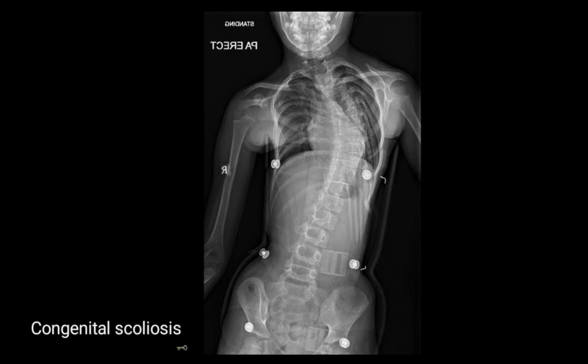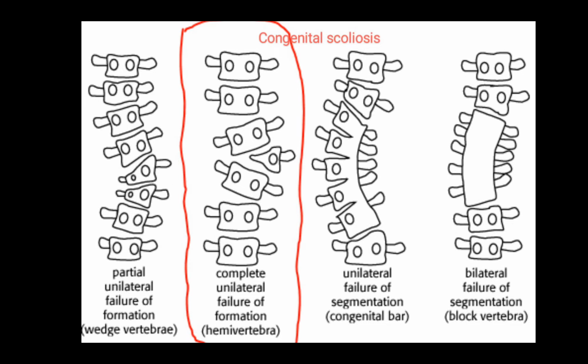Then this is an X-ray showing congenital scoliosis. Let's discuss what the findings are. So what findings will we find in the X-ray? The partial unilateral failure of formation is known as wedge vertebra. Then complete unilateral failure, see, this side is not completely formed. This is known as hemivertebra, meaning only half a vertebra has been formed.